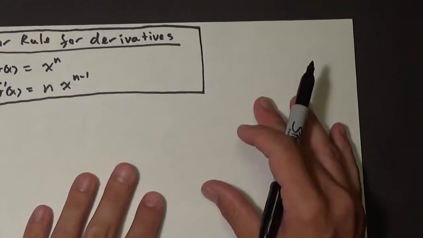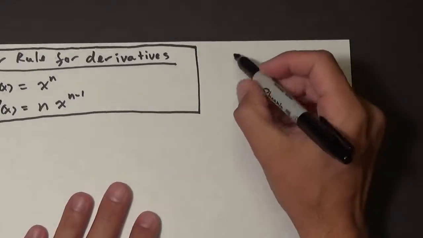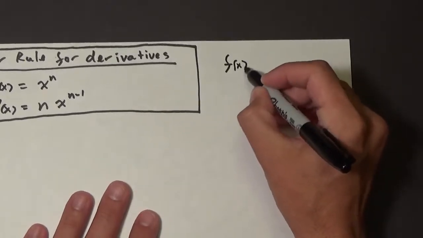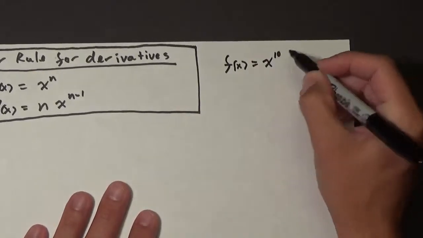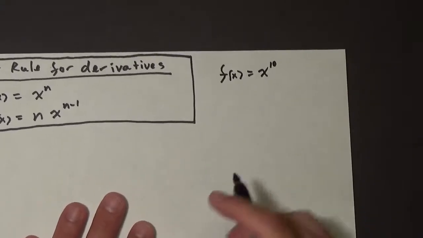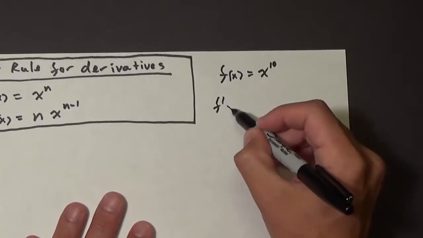So let's look at an example. When would we use it? So we started off with f of x equals x to the 10th power, and we want to find the derivative, f prime of x.